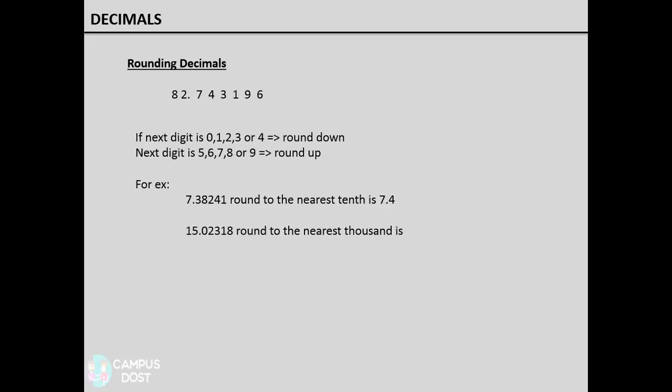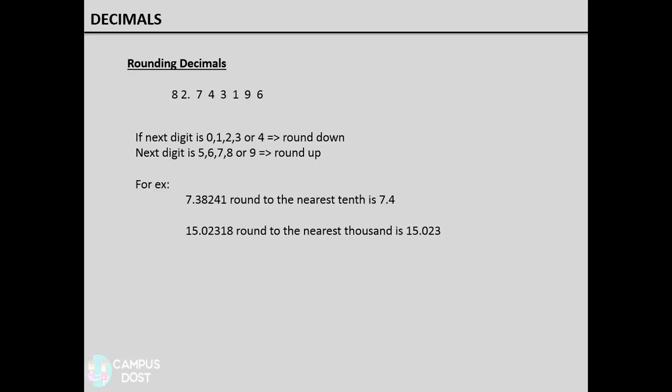Similarly, if we want to take this number and round it to the nearest thousandth, we first locate the digit in the thousandth position and then examine the digit to the right of it. Since this digit is 1, we must round our number down to 15.03.